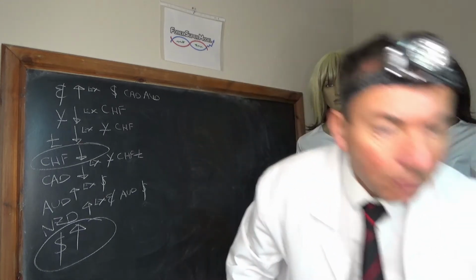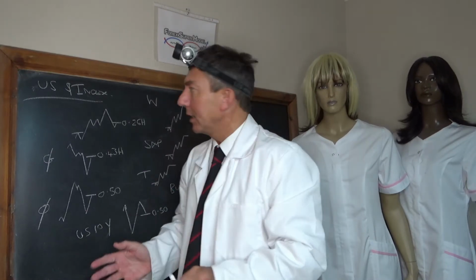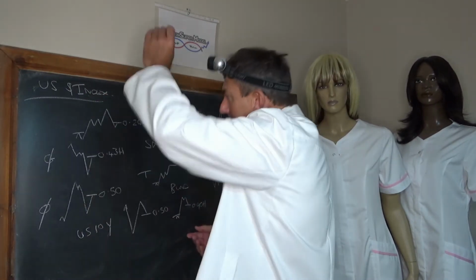Right, so we'll stop it there and we'll write up the asset classes, and then we'll do the final analysis. Right, we're back again. We've written up the asset classes. So the US dollar index basically has been chunking higher.